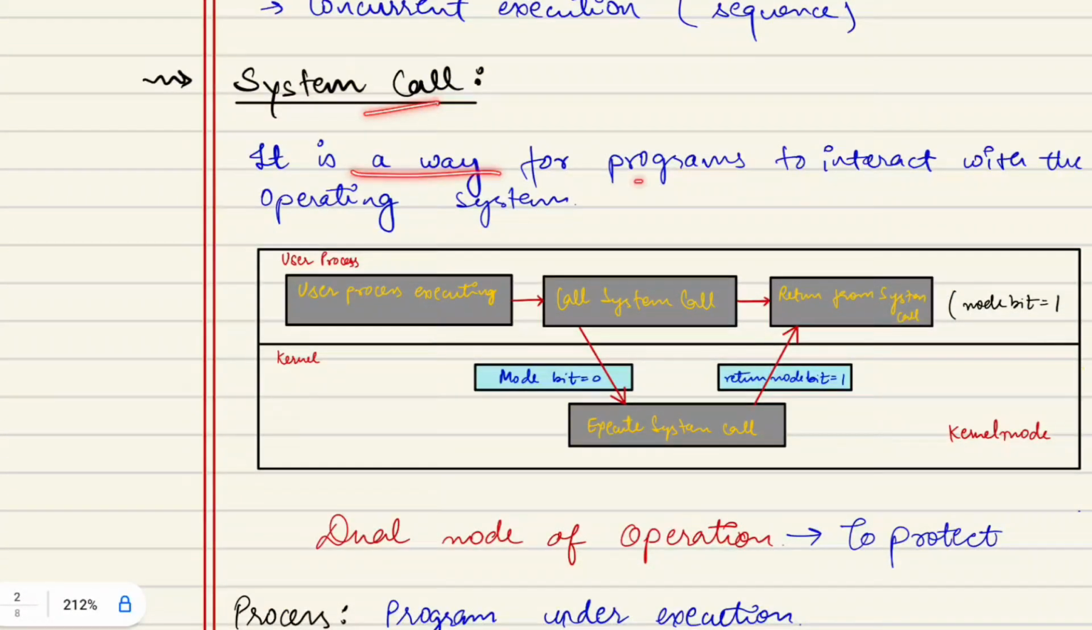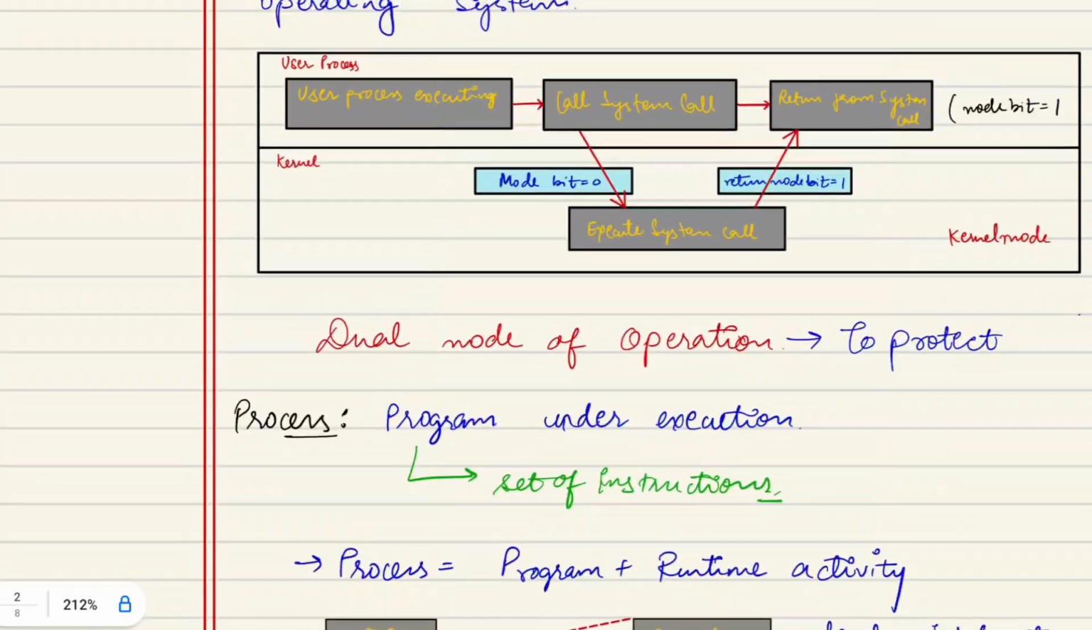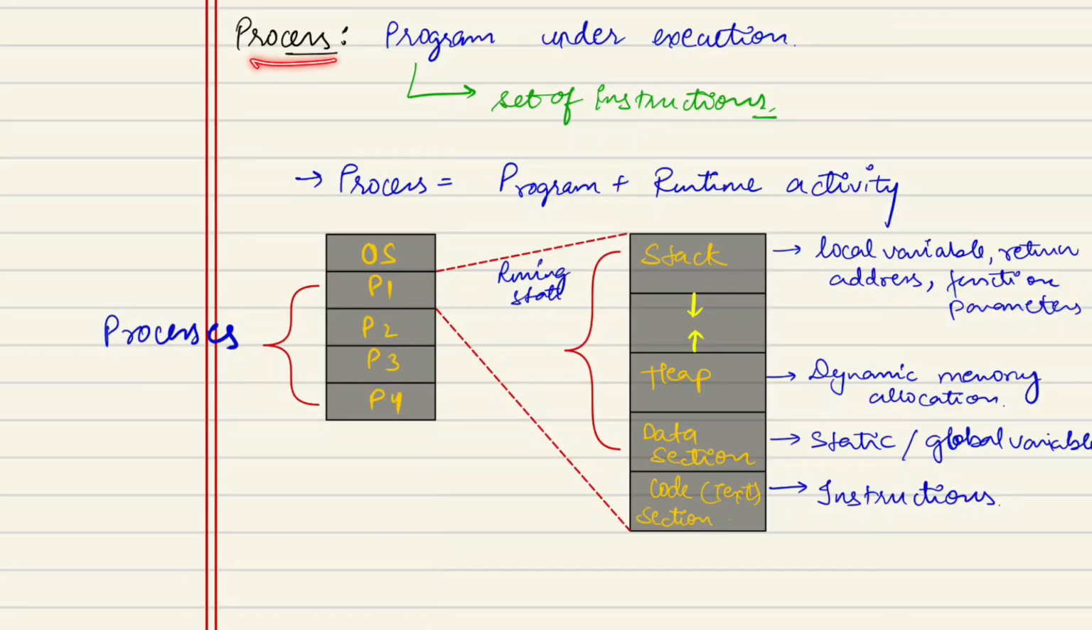System call. It is a way for programs to interact with the operating system. So we have user process executing, call system call, return from system call. At that time we have mode bit is 1, and then we have kernel mode. So it is a dual mode of operation to protect the operating system.